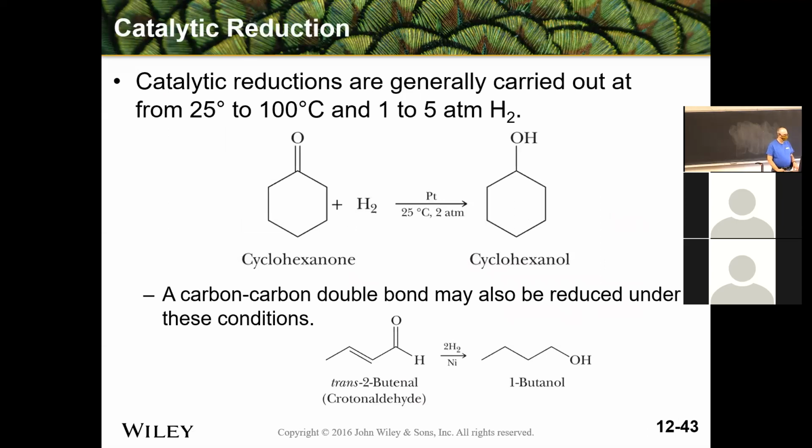Okay, what are some of the ways that we can reduce aldehydes and ketones? One way is catalytic hydrogenation. This is done at room temperature, 2 atmospheres. These are conditions that could be done in the laboratory, 1 to 5 atmospheres of hydrogen. Use thick-walled glass.